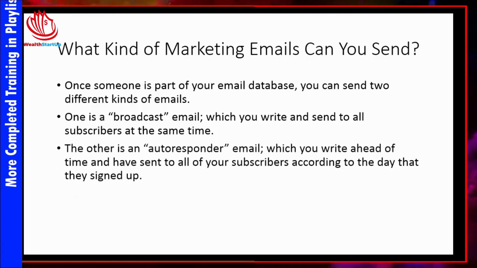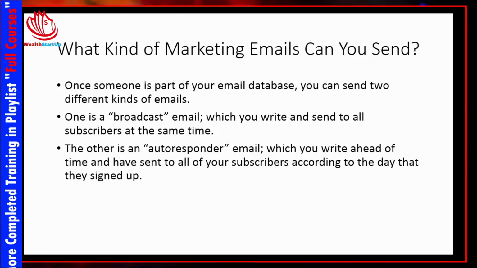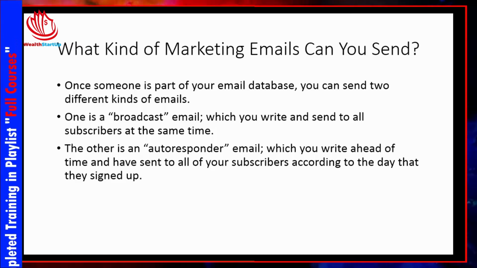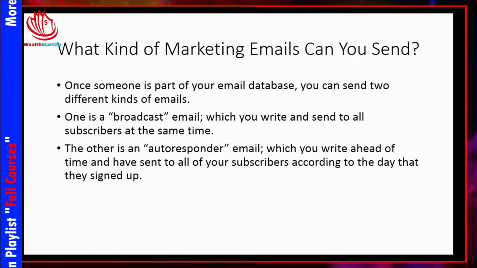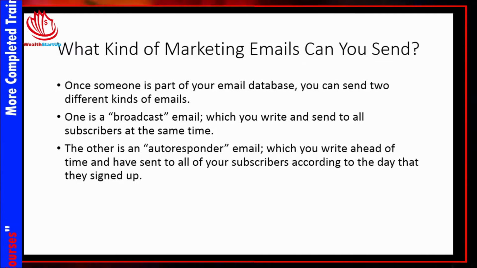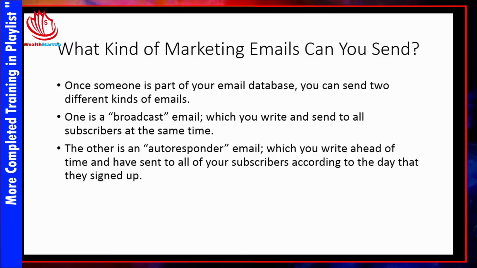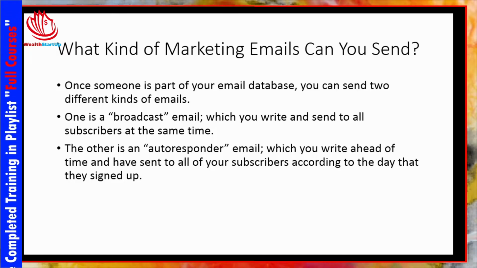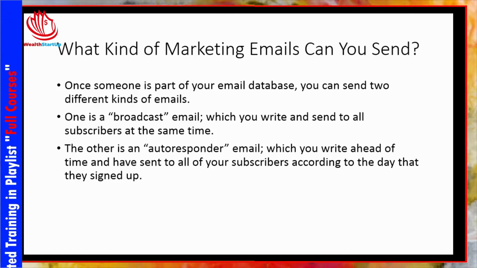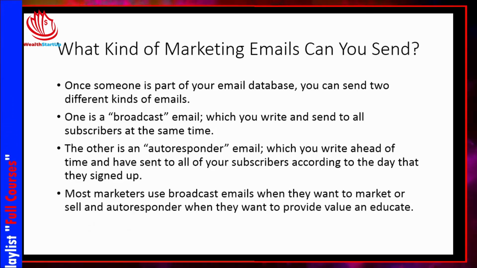Now, the other kind of email is called an autoresponder email or a sequenced email. This is one that you're going to write ahead of time and just going to have it set up to be sent to all of your subscribers according to the day that they signed up. So in other words, if someone signed up on a Wednesday, they'll get the first email on Wednesday, they'll get the second one on Thursday, they'll get the third one on Friday. So these emails are emails that you have set up ahead of time. They're scheduled and they go out based on the day that the person actually becomes part of your list.